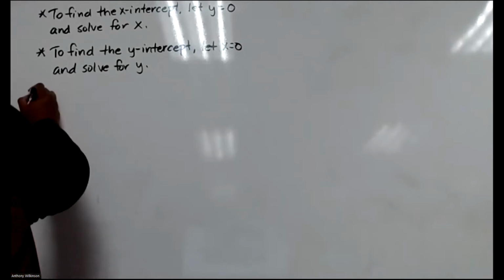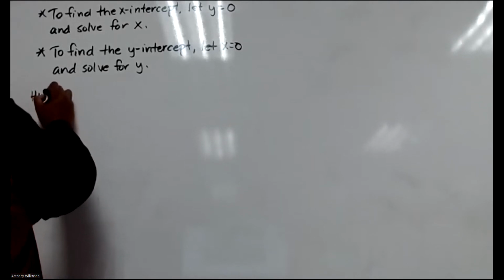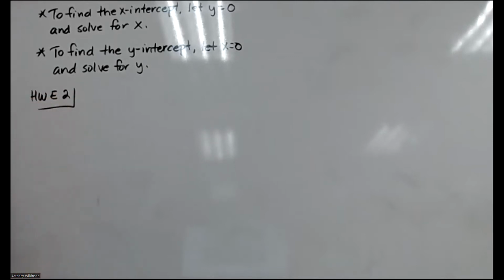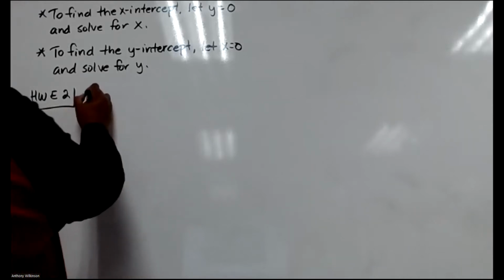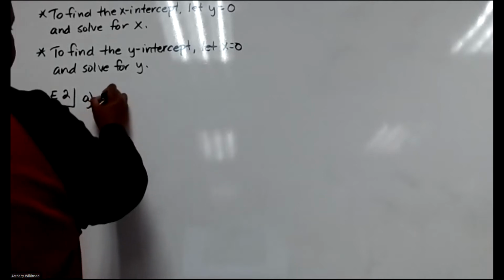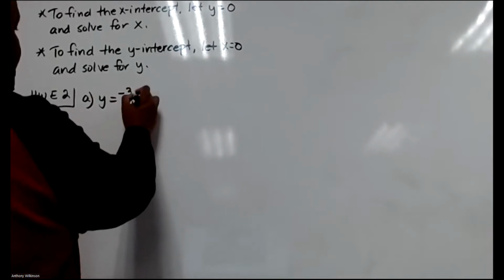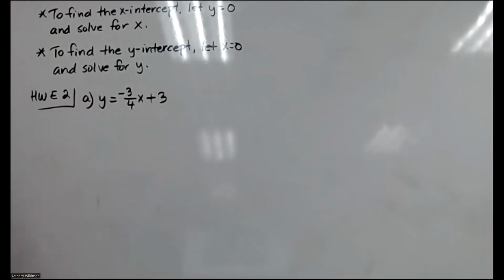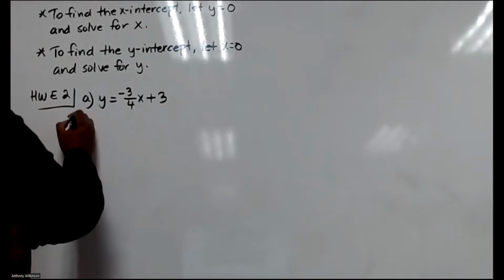So like in homework example number 2, here you're going to find the x-intercept and the y-intercept for the following equations. Starting with part A, say we've got y equal negative 3/4 x plus 3. And in that problem, I want to find the x-intercept and the y-intercept. All right, so let's start by finding the x-intercept.